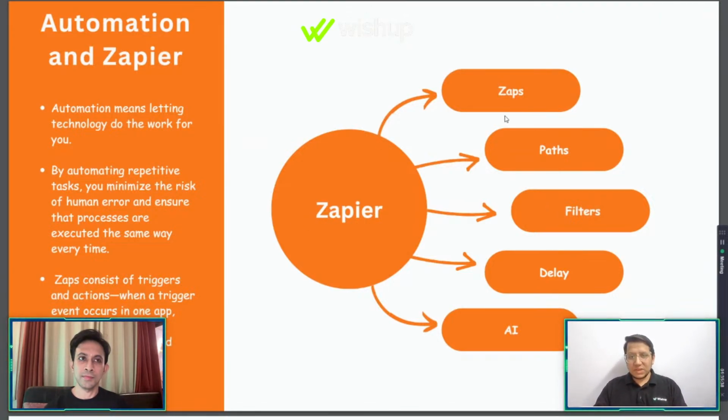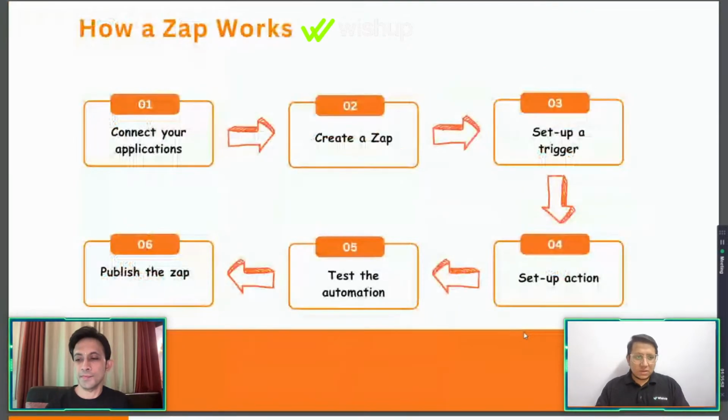Now, Zapier has these tools over here. First, we're going to cover Zaps. The second thing that we're going to cover are the paths, right? Third thing are filters. Then Shay is going to take you through delays, how we make a Zap, and what exactly are the functionalities of a delay, and then we're going to touch on AI.